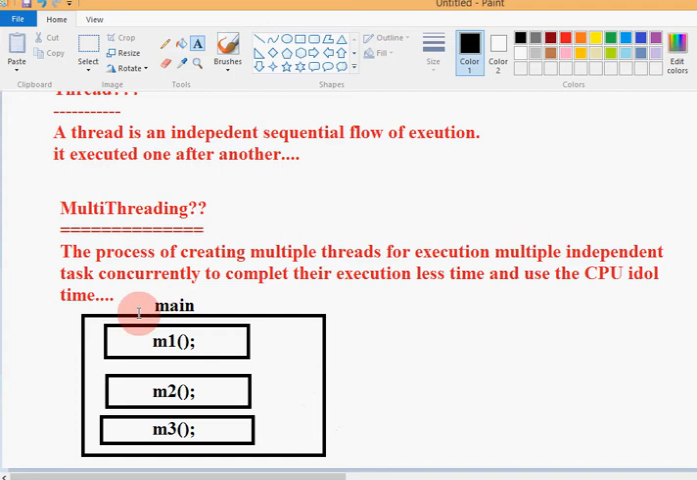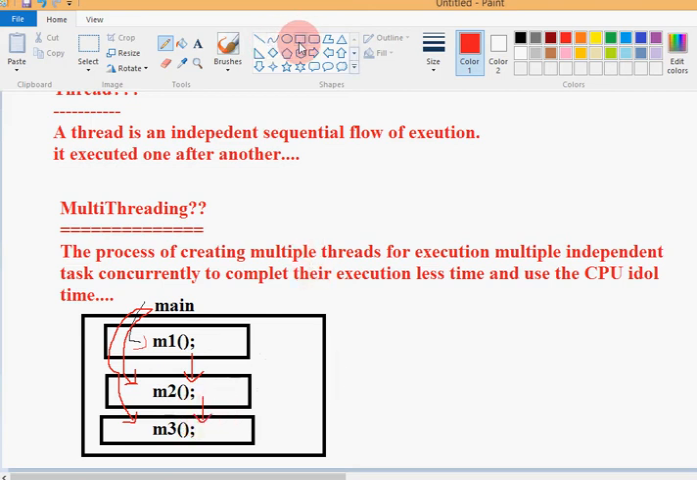How do we call them from the main method? First, control comes to the main method, which calls the M1 method, and the M1 method task is completed. After M1 is completed, control goes back to main, which calls the M2 method, and the M2 method executes. After that, main calls the M3 method, and the M3 method executes. This is how it is executed sequentially.